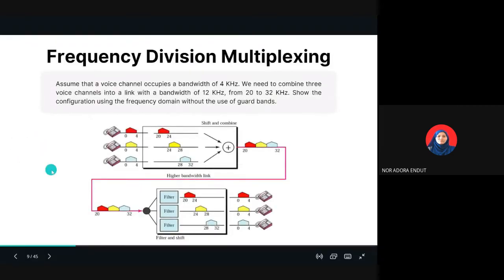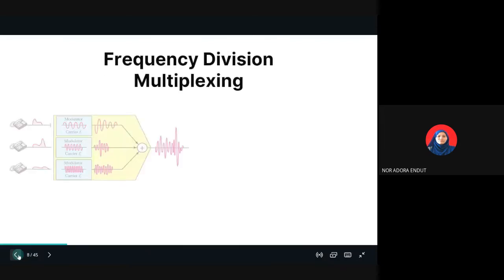Okay, so this is an example of how we want to integrate kan. Tadi dia cakap dia susun kan. Okay, so this is the statement.